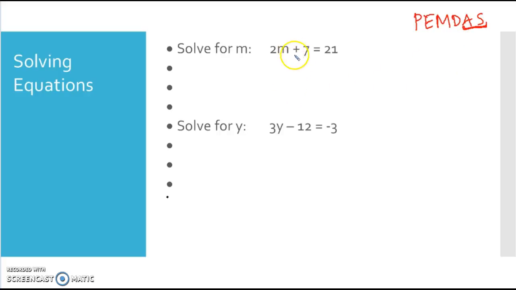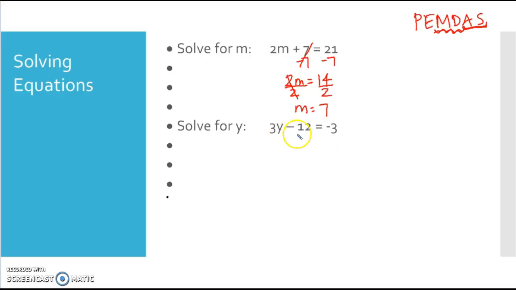So for this one, the farthest away is a 7, and I'm adding it. So to move it over, I subtract. So then the 7's go away, so I've got 2m equals 14. Now I'm going to work on the multiplying and dividing. Divide by 2, cancel out the multiplication, 2's go away, m equals 7.